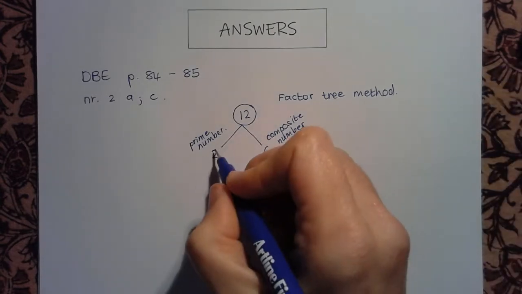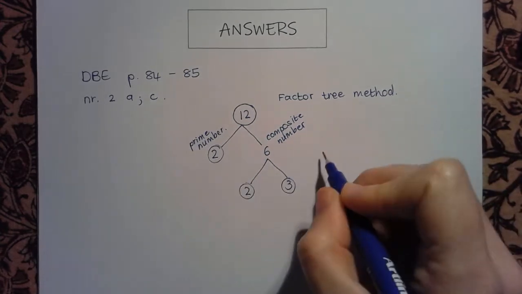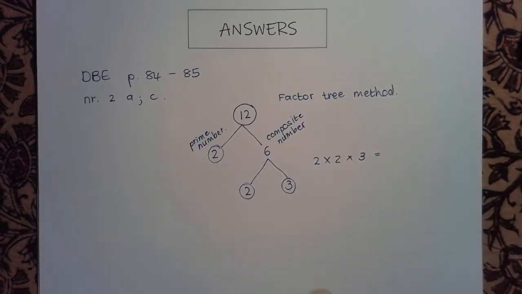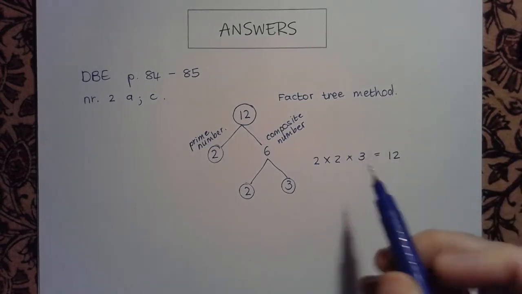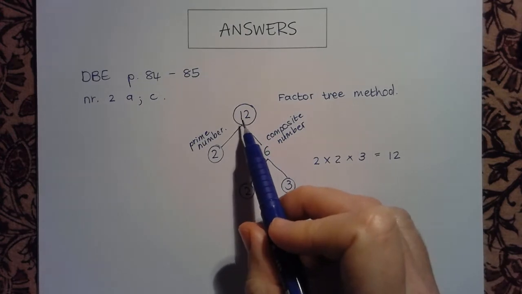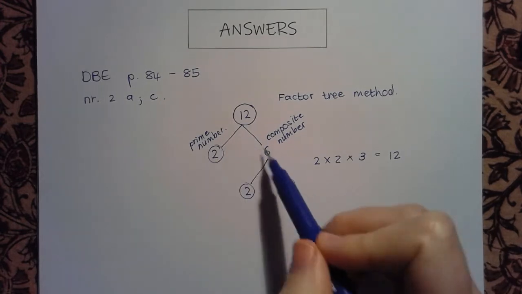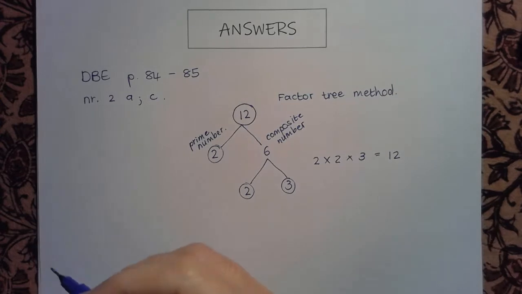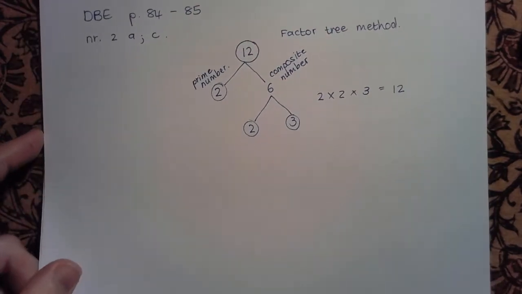Okay, so what I want you to do is circle them and then test whether your answer is correct. So you will say 2 times 2 times 3. 2 times 2 equals 4, times 3 equals 12. And now you can see that you worked correctly because it's the same as the number that you started with. So you can see it's breaking up those numbers. It looks like a tree that you have here in front of you, and that's why we call it the factor tree method.